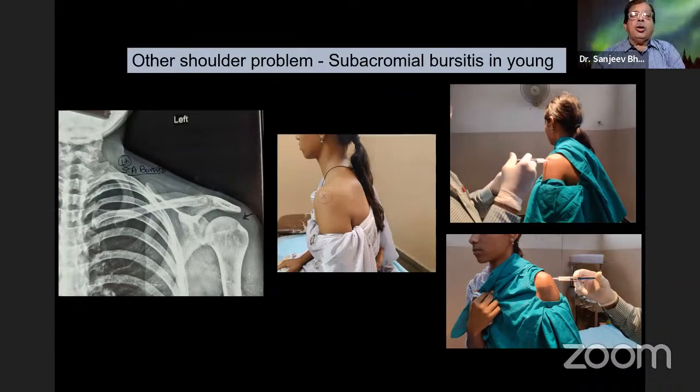Another shoulder problem which you commonly encounter is subacromial bursitis in young patients, especially in overhead sports like basketball, volleyball, or badminton. These patients can develop subacromial bursitis and severe pain. Here, this is the spot where you can inject. I asked the patient to take the hand behind so that the subacromial space becomes more prominent. Then I will inject 3 ml of xylocaine with 2 ml of methylprednisolone, and usually with 1 or 2 injections, the patient gets full relief.